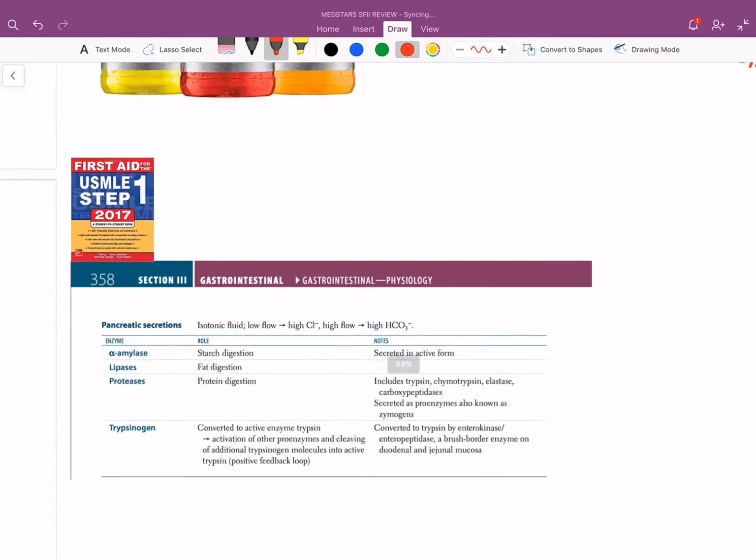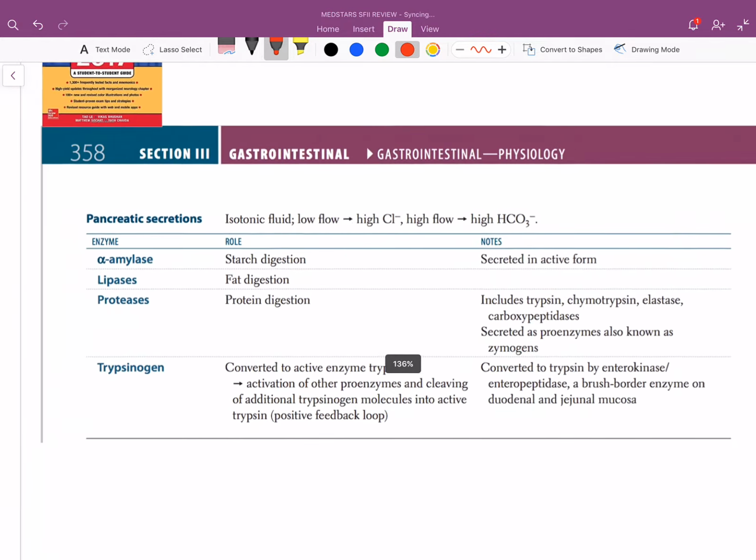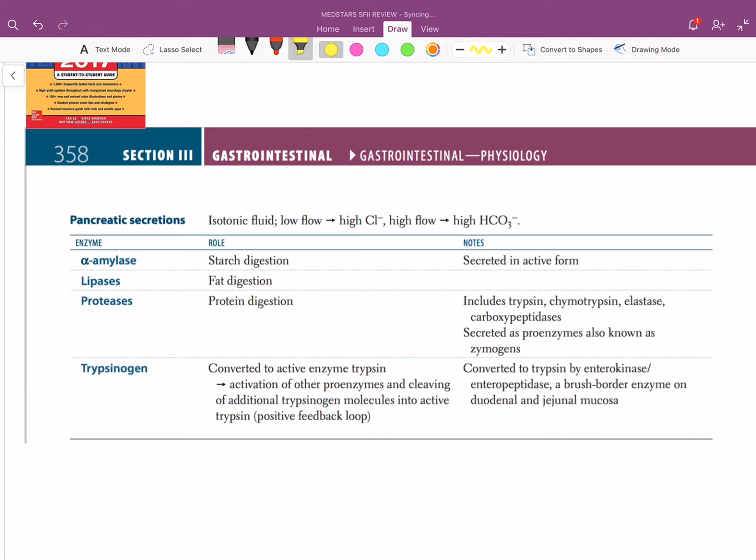And then just to hammer that point in, I'll redirect you to this First Aid page, which is high yield, right? Trypsinogen is converted to active enzyme trypsin, and then trypsin goes along and activates other proenzymes and cleaves additional trypsinogen into active trypsin, right? What converts trypsinogen into trypsin? Enterokinase, a brush border enzyme on the duodenum and jejunum.